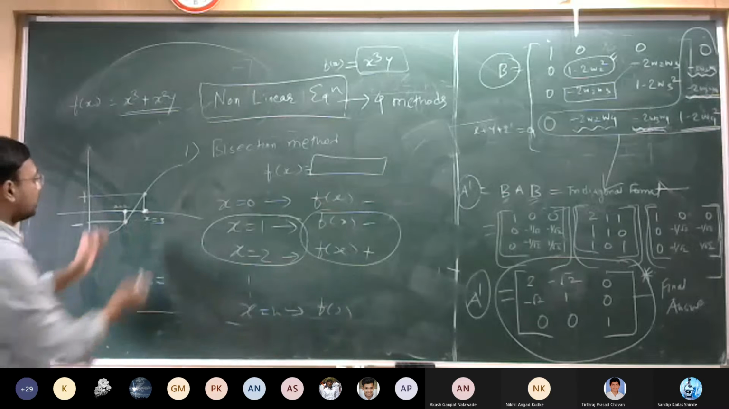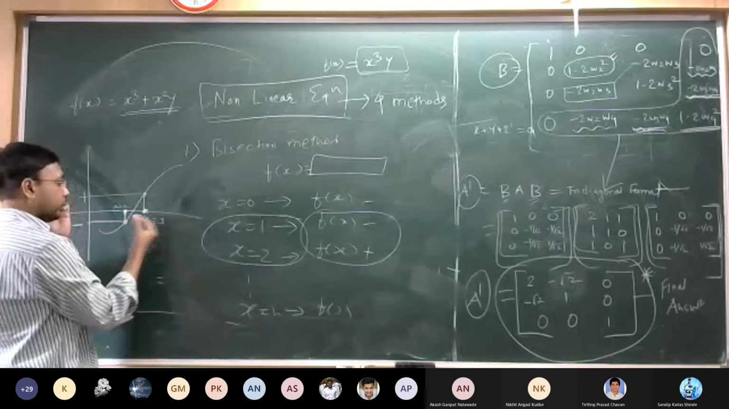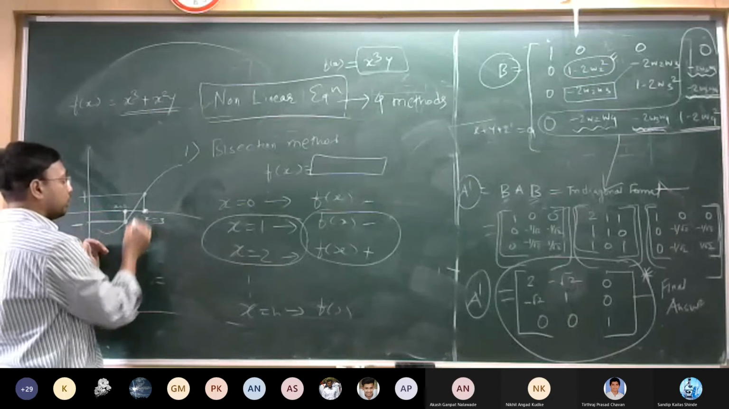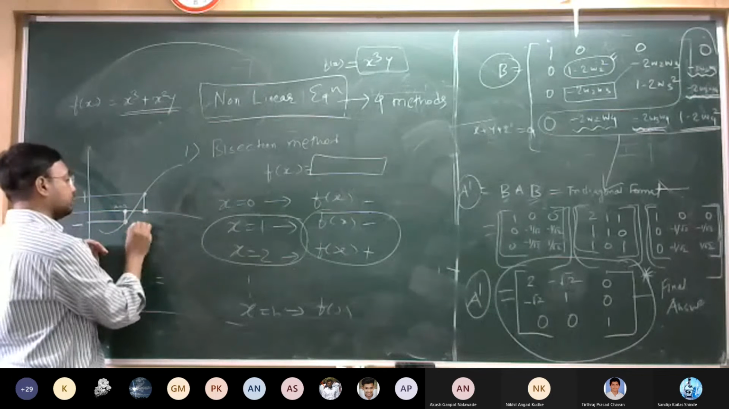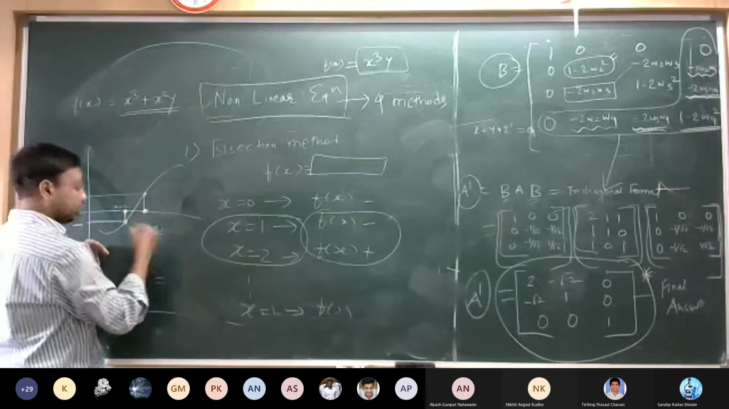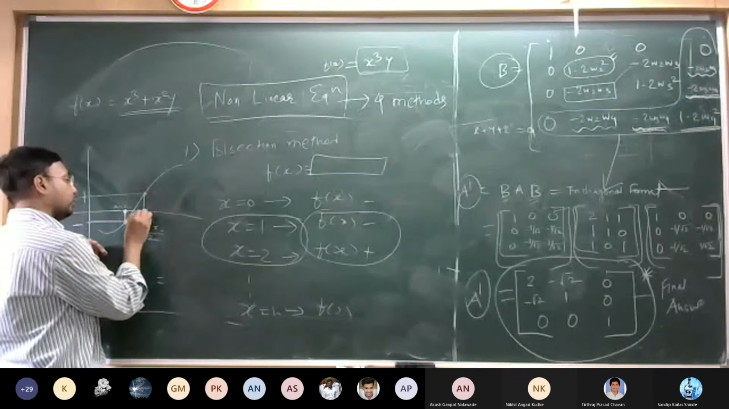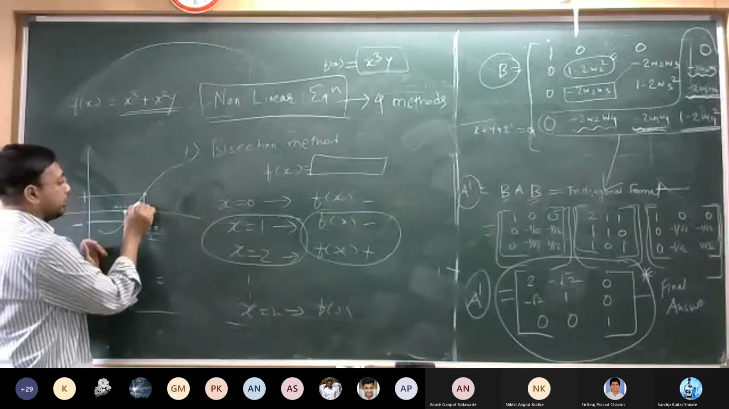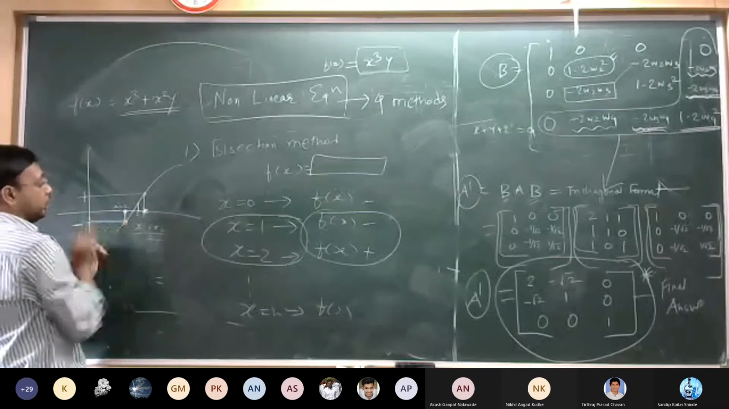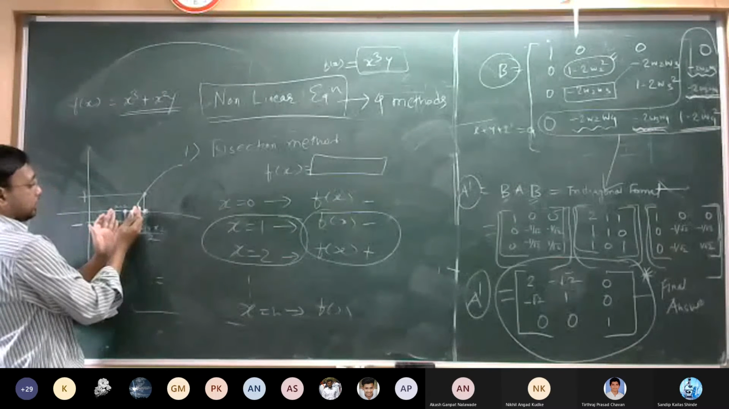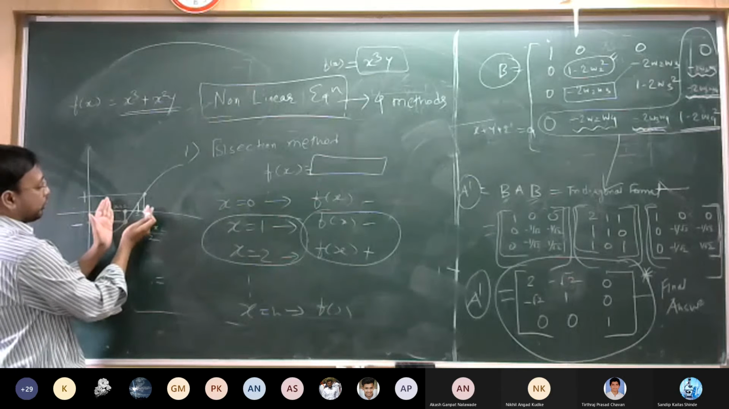So what we have to do is take the average. 2 plus 3 is 5, and the average is 2.5. So again we have to put the value of 2.5. That means we take the average of x1 and x2, the solution range we assumed initially. Again it will be either positive or negative. If it is positive, we have to correlate with the negative, suppose 2.5 and 2. This way the solution is lying between 2 and 2.5, and again we have to take the average between 2 and 2.5.